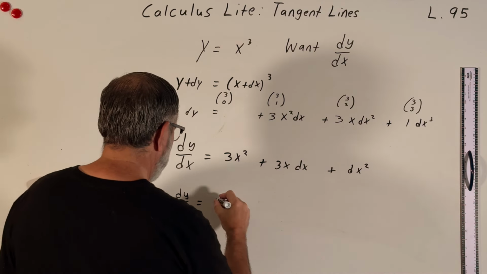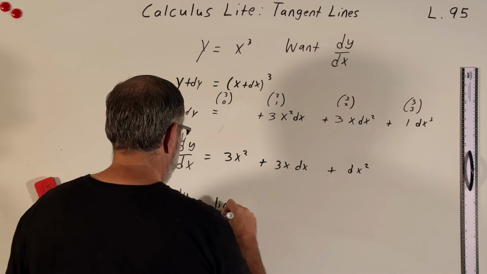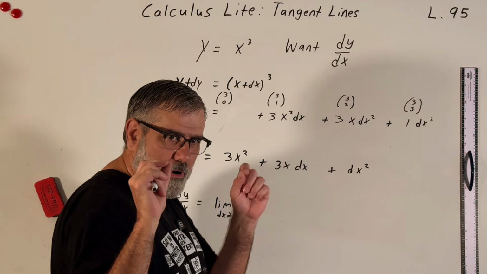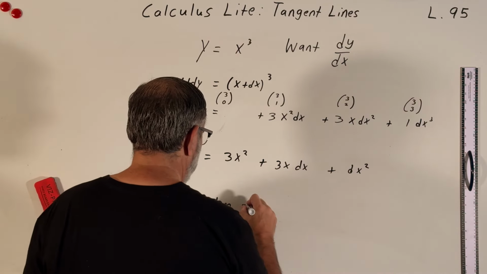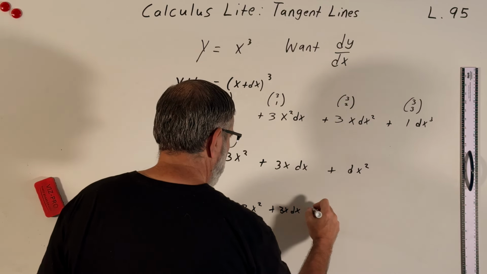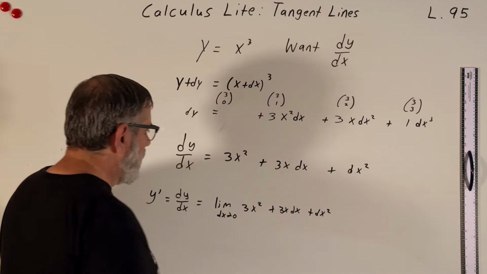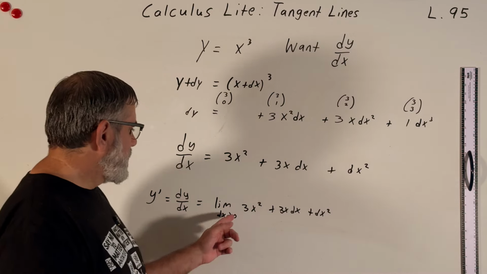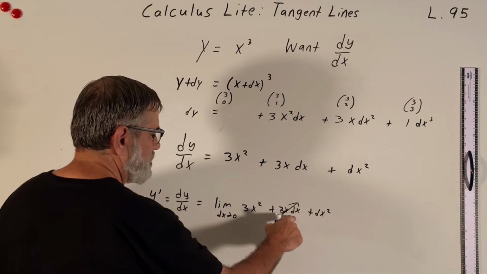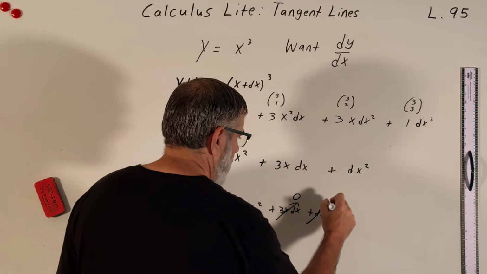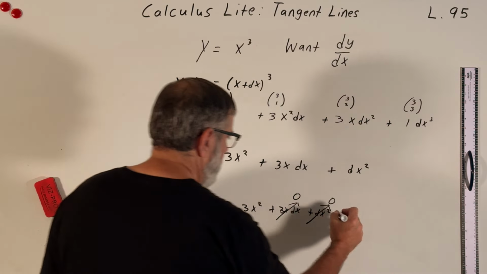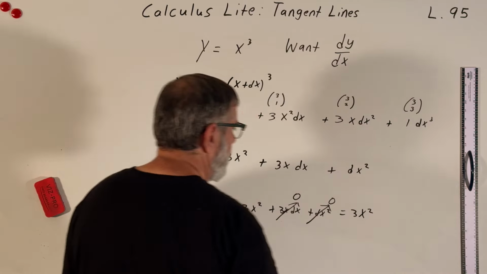The limit as dx approaches 0, right? We're going to make very small differences of 3x squared plus 3x dx plus dx squared. And what does this limit look like? As dx approaches 0, this term will go away because dx becomes 0. This will go away because if I square it, it approaches 0 even faster. And I'm left with just this one term that's equal to 3x squared.